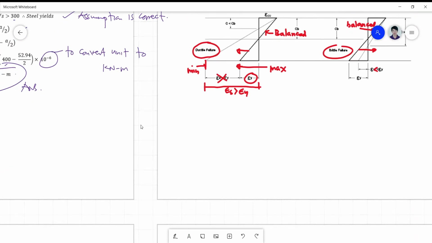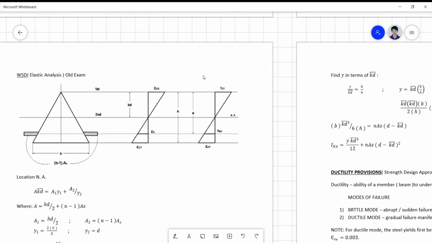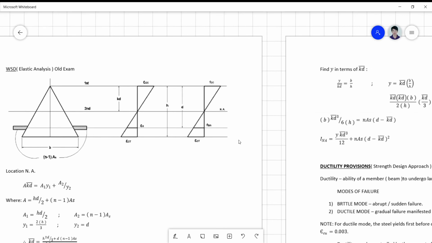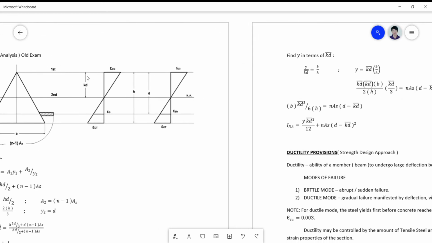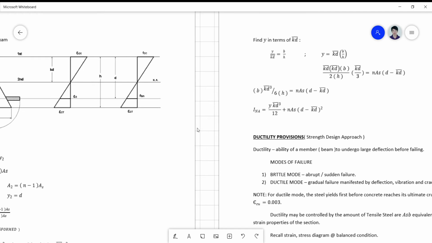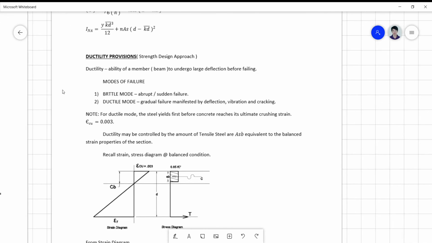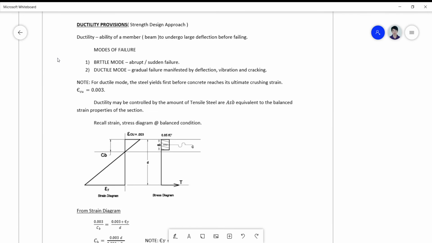Now this part here is an old exam lecture, so I will skip this. It's up to you to study it if you want. So let's now go directly to the ductility provisions of the code itself.